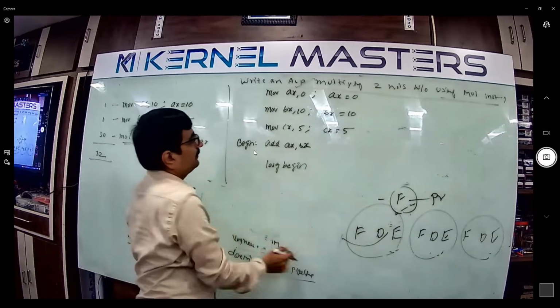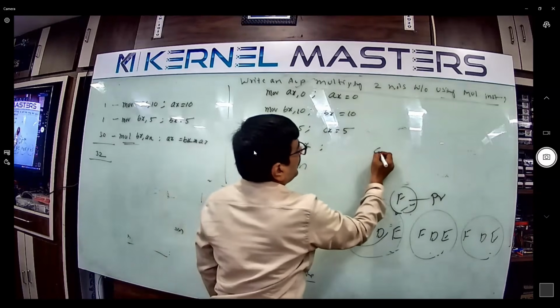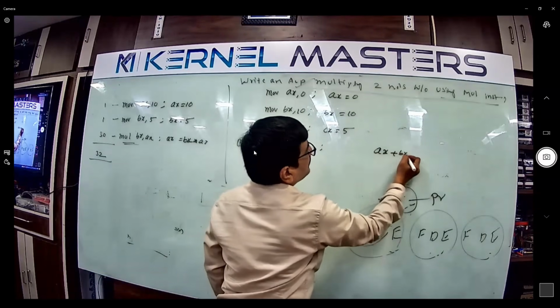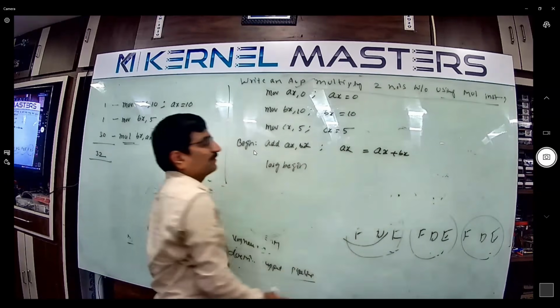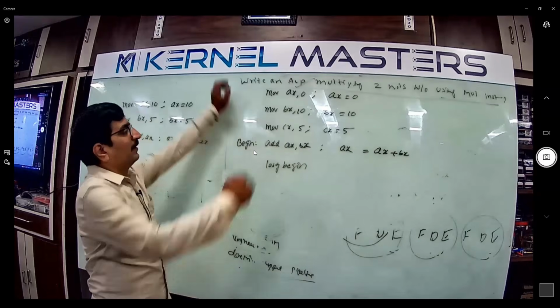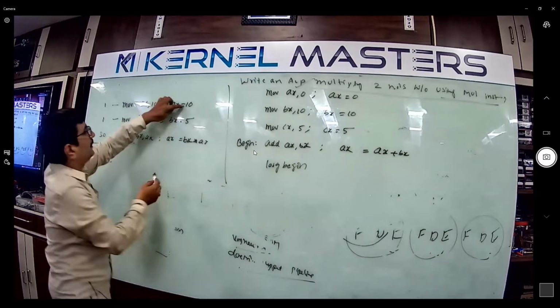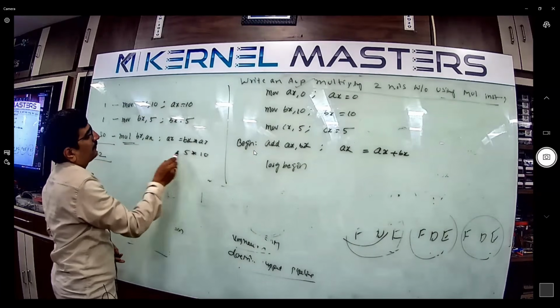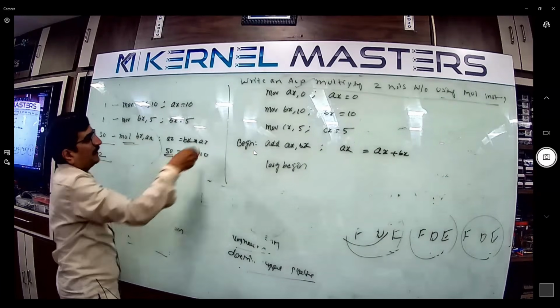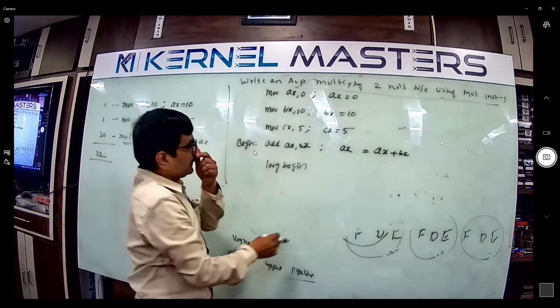What is the answer? AX plus BX, and the result is stored in AX. Everyone tell me yes or no? So what happened here? 10 into 5, or 5 into 10, what answer? 50. Simple. But here you can see there are more instructions. Check it now.